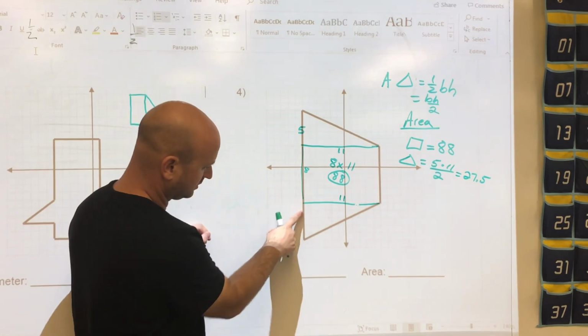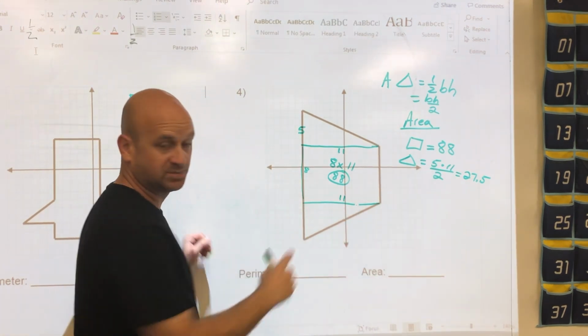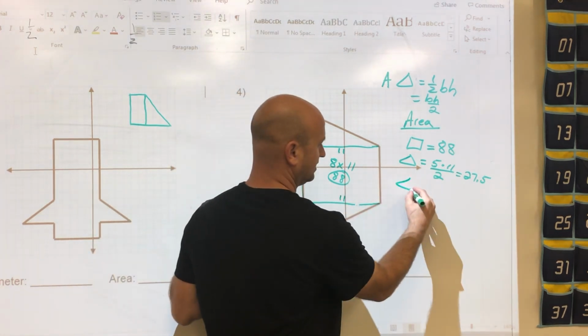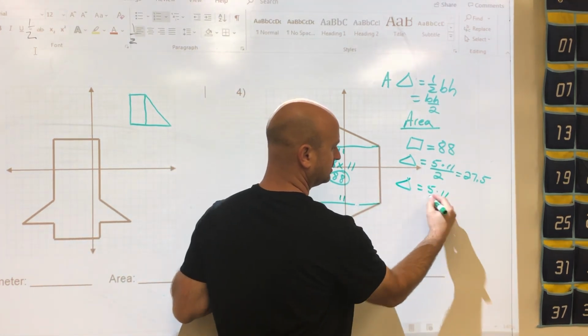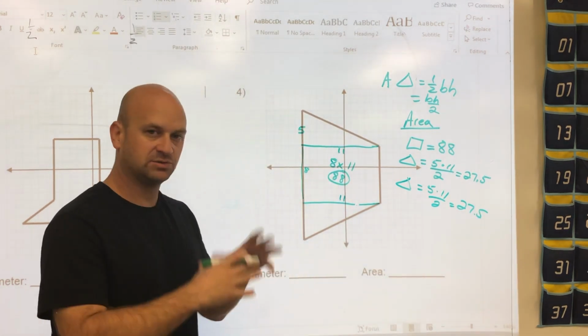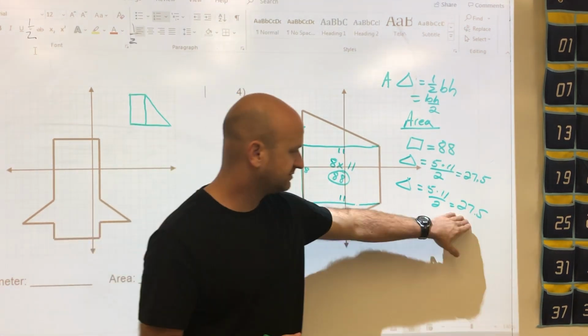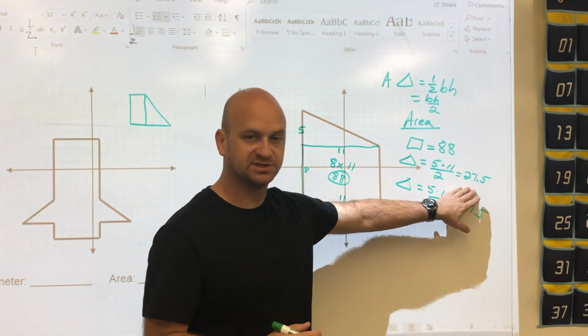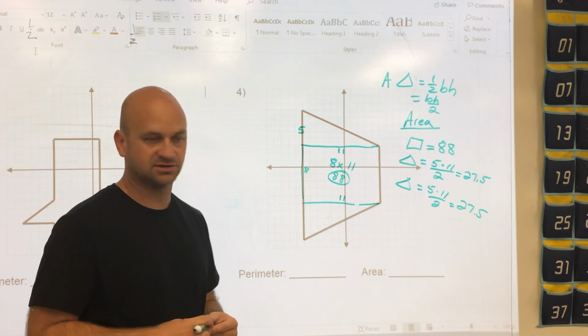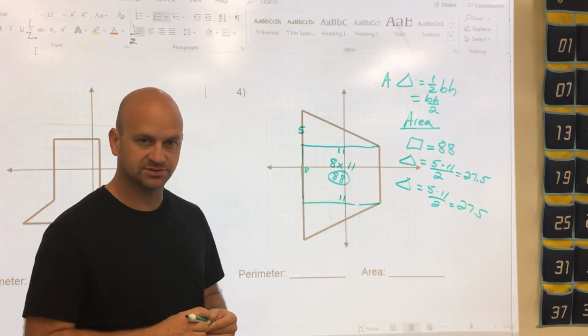Now down here, this is 1, 2, 3, 4, 5 by 11. So this triangle is actually the same as this triangle in terms of area. So now what we do is we add up the three areas. So we have 27.5 plus 27.5 plus 88, and that would give you your total area of the trapezoid.